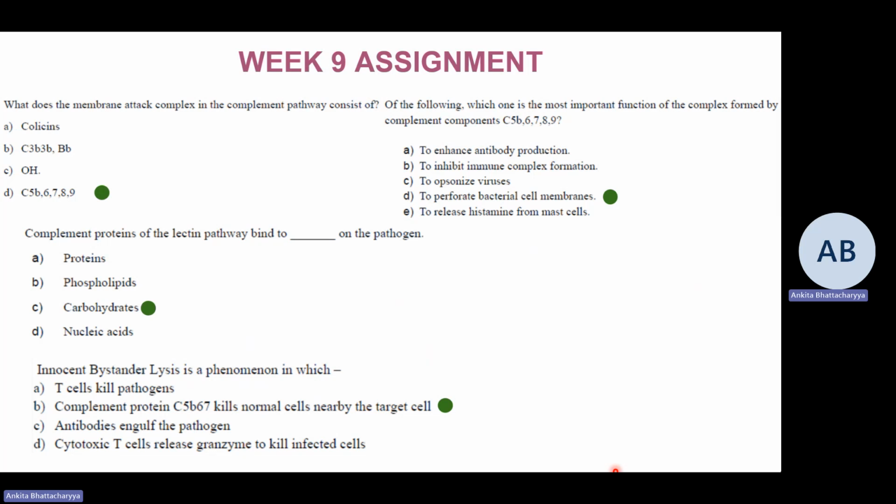Then the complement proteins of the lectin pathway bind to dash on the pathogen.